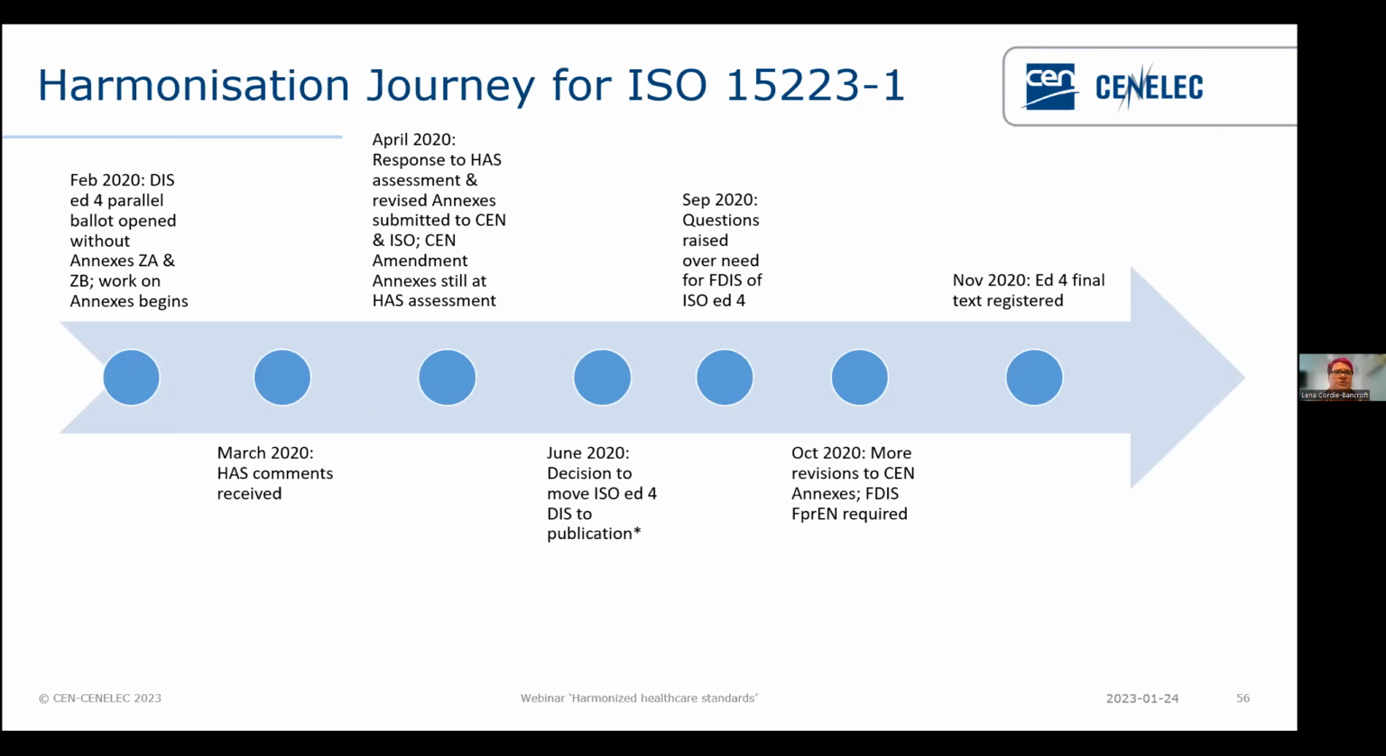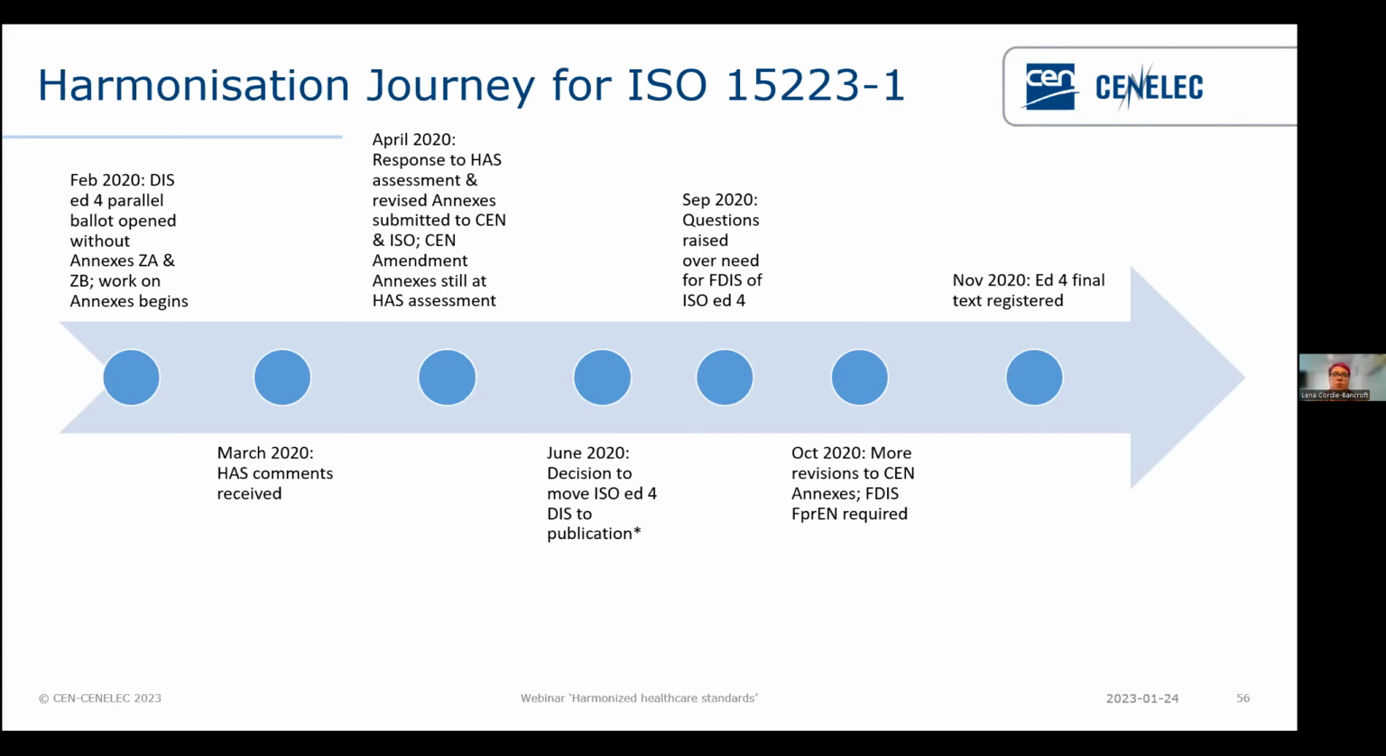We received comments relatively quickly from the HAS consultant. We thought that process was pretty straightforward, not too many hiccups, some comments, but we were able to address those. And that was done in April, where we got the response to the assessment, and we revised the annexes accordingly and submitted to CEN and ISO. The CEN amendment, however, those annexes for the previous edition were still at the HAS assessment.